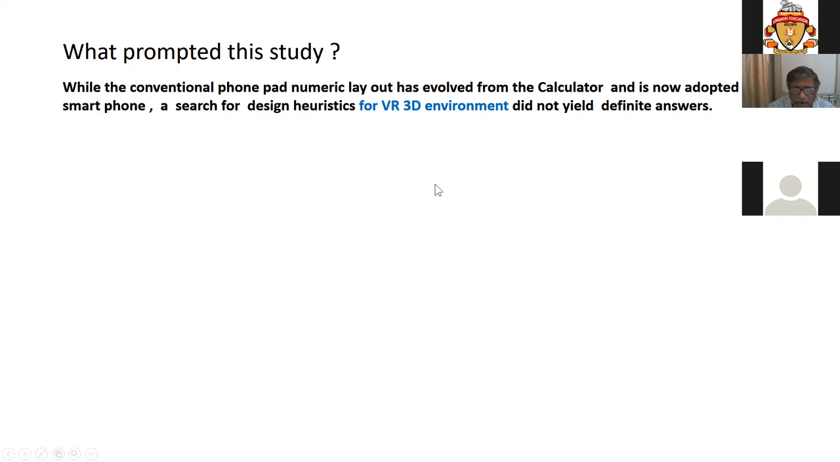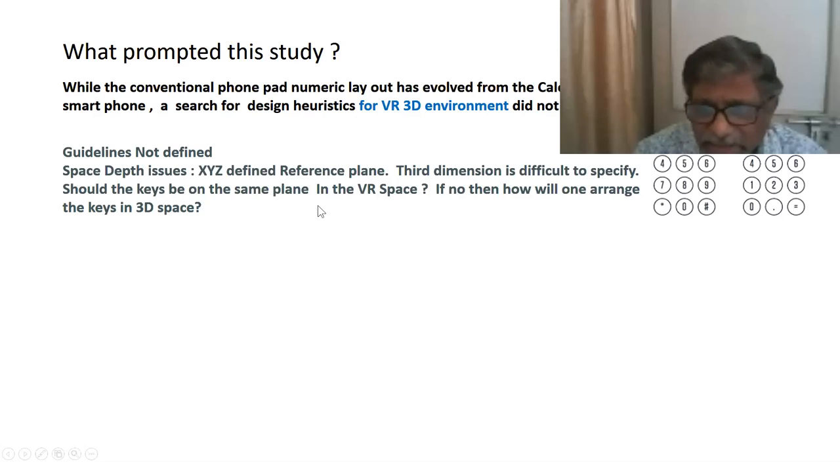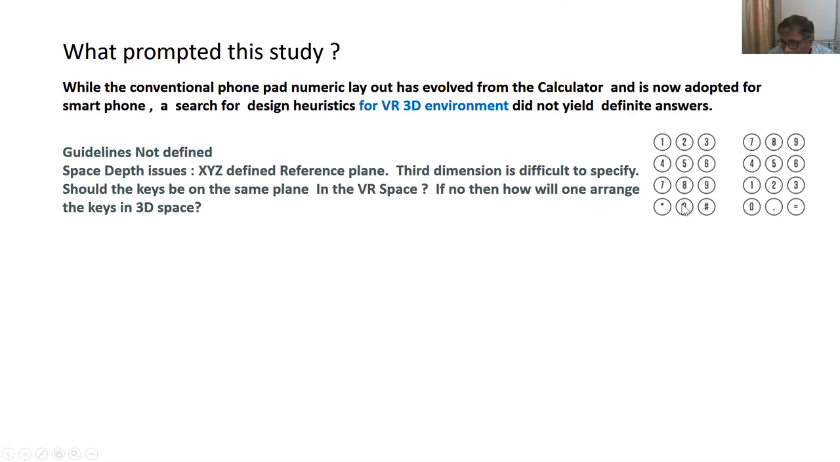And what prompted this study is, as I said, that this calculator keypad is different from a mobile keypad. Am I right? If you don't know, you should know that these two keypads are arranged in different ways. One is designed for minimum error. The other one is designed for maximum comfort. The mobile one is done so that minimum error occurs when you input on a mobile phone, whereas the calculator is done in a very simple, different way.